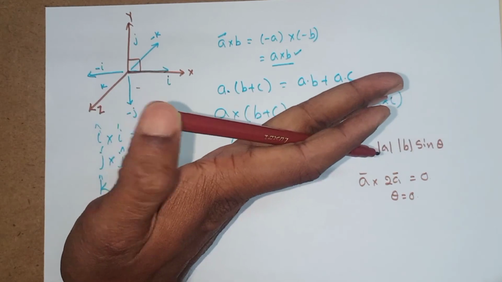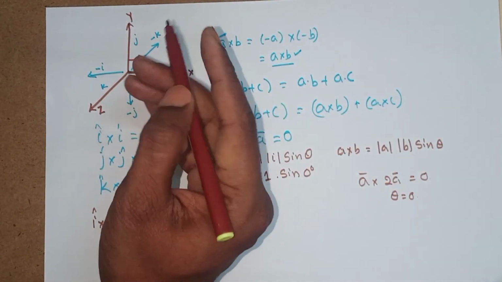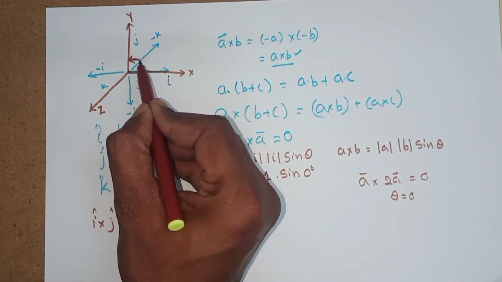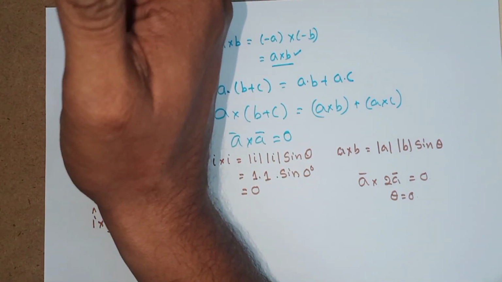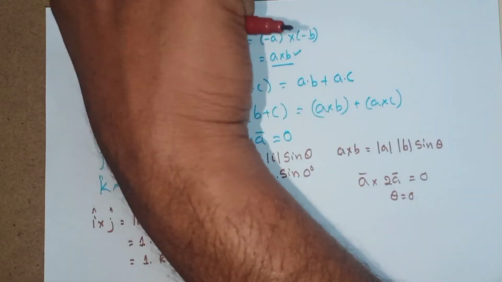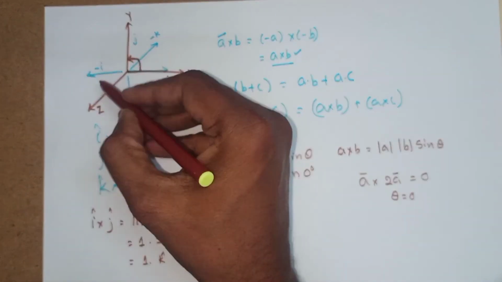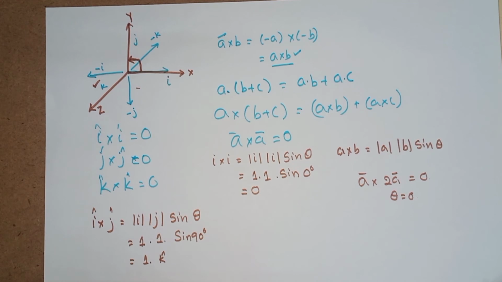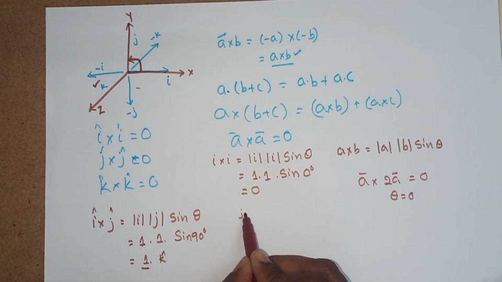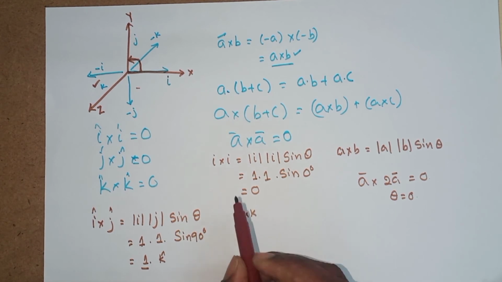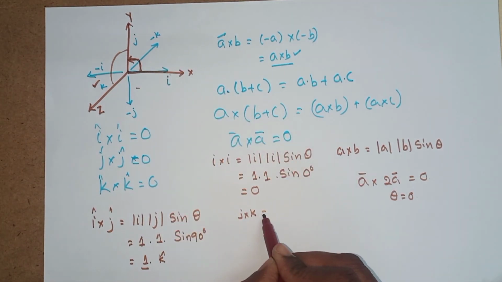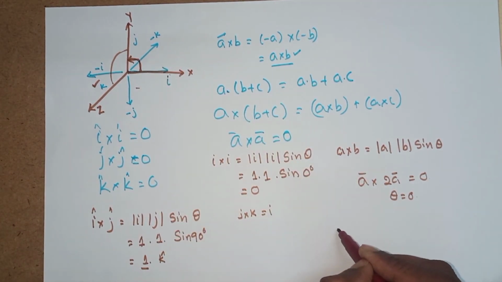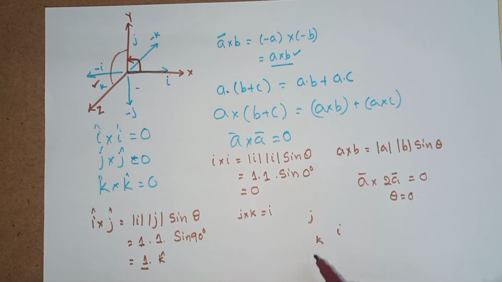According to the right hand thumb rule, when you are moving i to j with an angle of 90 degrees, what does the thumb indicate? This is called the k vector. Inward is minus k. This is a k vector. Right? Magnitude is 1. J cross k, what is j cross k? J cross k is i. So you can simply remember i, j, k.